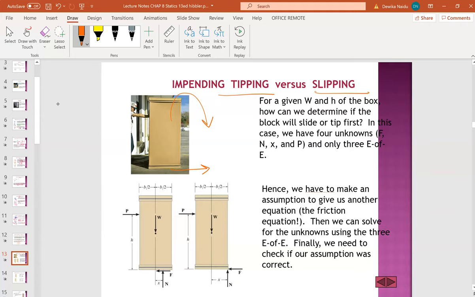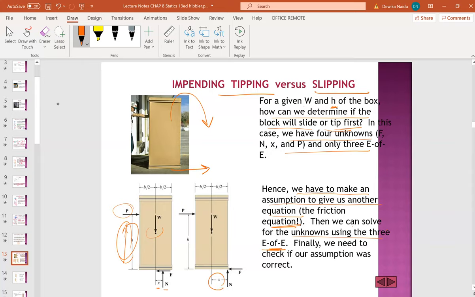Okay, observe this. For a given W and a height H, how can we determine if the block will slide or tip first? In this case, we have four unknowns: the weight, P, the x value and the N value. Hence, we have to make an assumption to give us another equation, the friction equation. Then we can solve for the unknowns using the three equations of equilibrium. Finally, we need to check whether the assumption is correct or not.